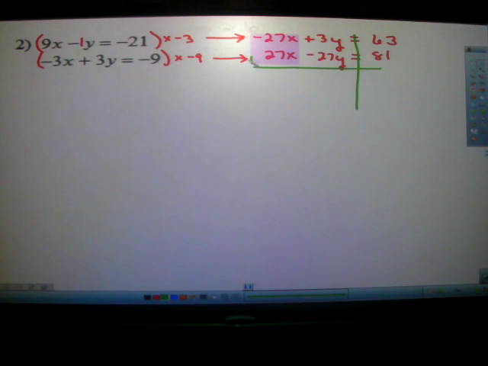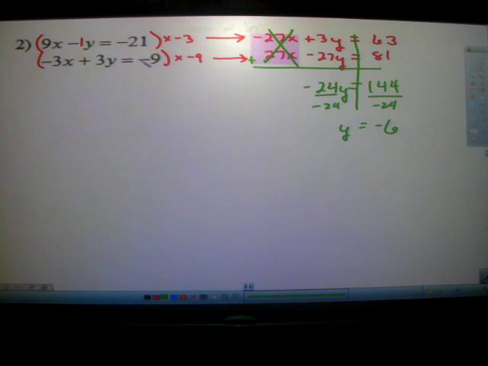Make sure we are really using addition. So negative 27x plus 27x, 0. 3y plus negative 27y is negative 24y. And 63 plus 81 is 144. Divide both sides by negative 24, and I get negative 6. So there's one of my answers, and I now have to make a decision on which one of these two I want to plug it back in for.